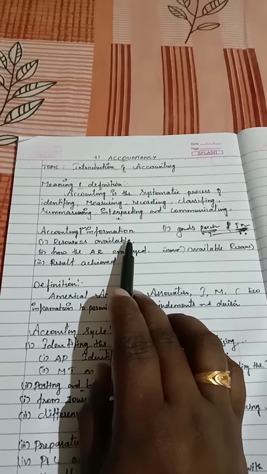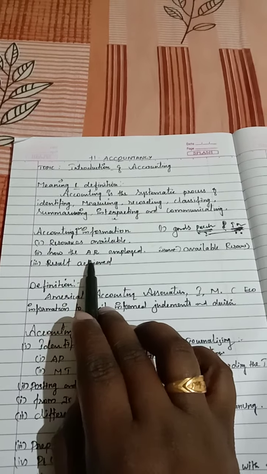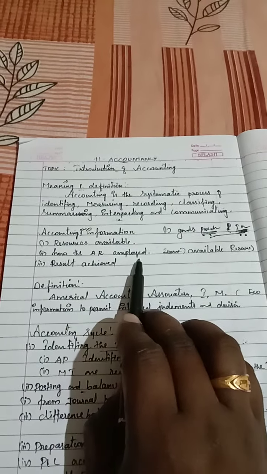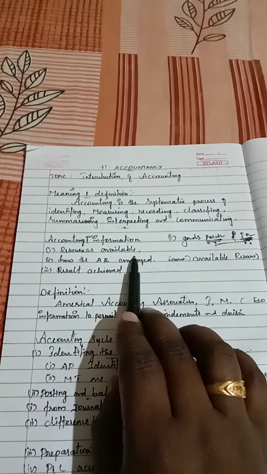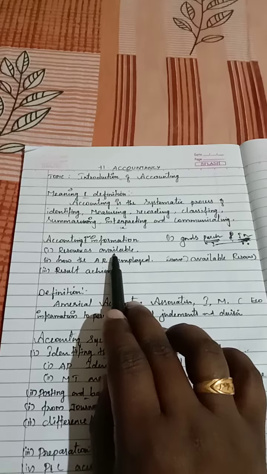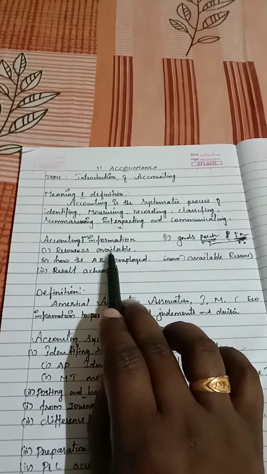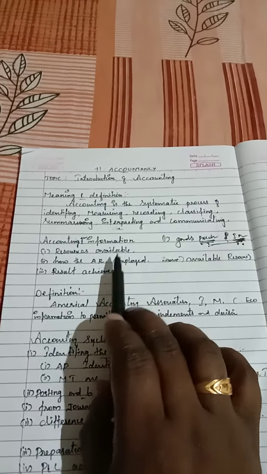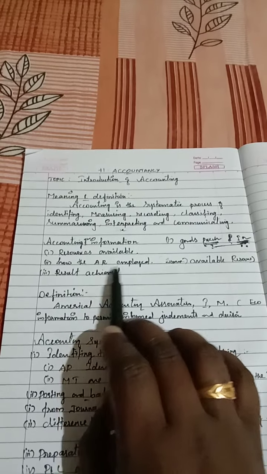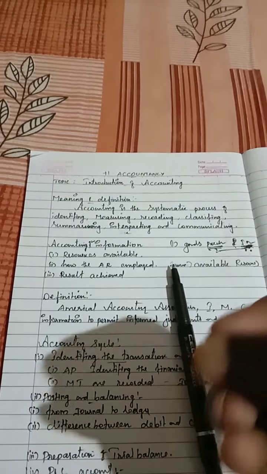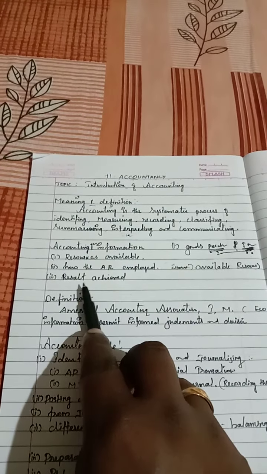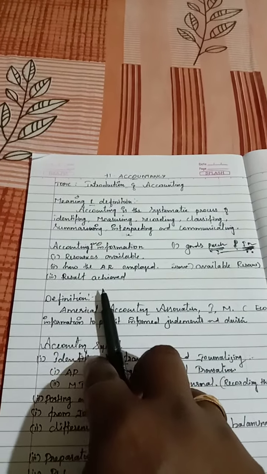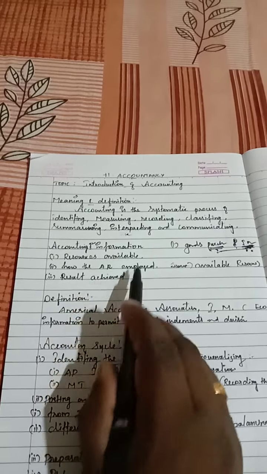First one, resources available. Second one, how the available resources are employed. Third one, result achieved. Resources available means information; a lot of information is available in the books of accounts. Second, how we utilize this information in a proper manner. Third, how we can get the result. Result means the profit. It is the result.